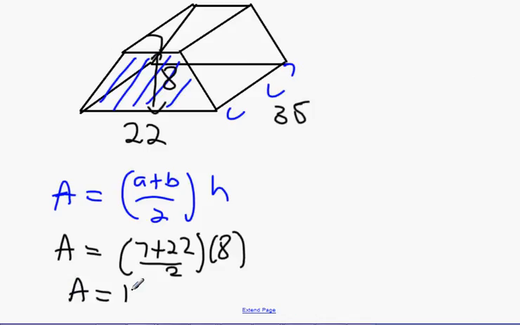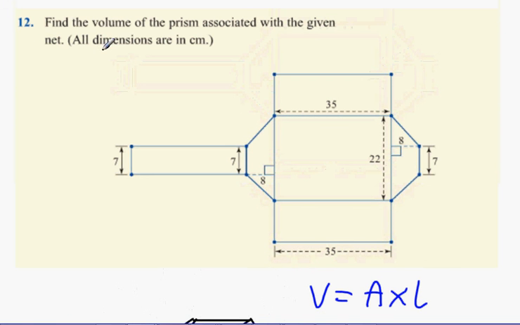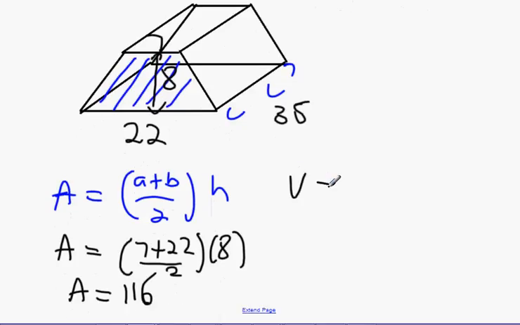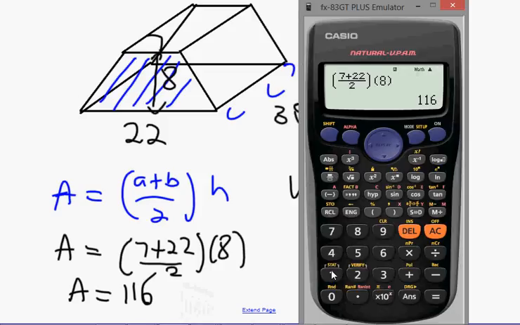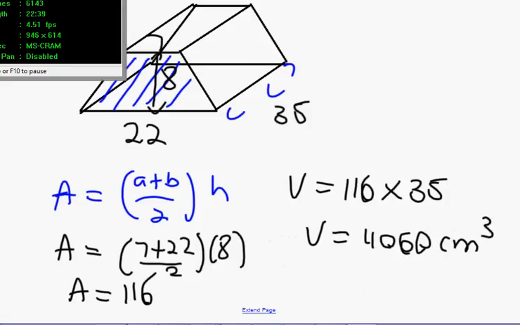The area is 116. Now the area of that face is not the volume. We're looking for the volume. So we're going to have to multiply that by the length, which is 35. So volume equals 116 multiplied by 35. And what do we get there? 4060. Volume is 4060 centimeters cubed. Did anybody get that one? No.